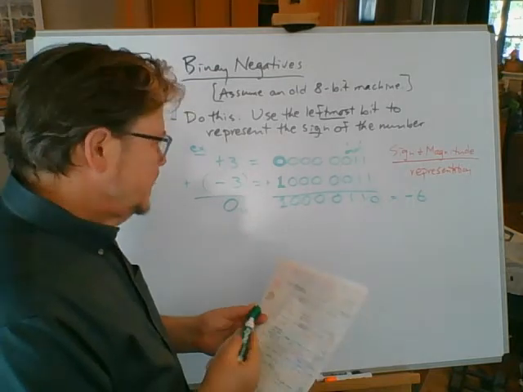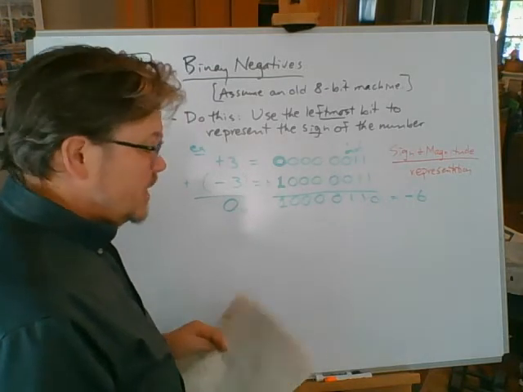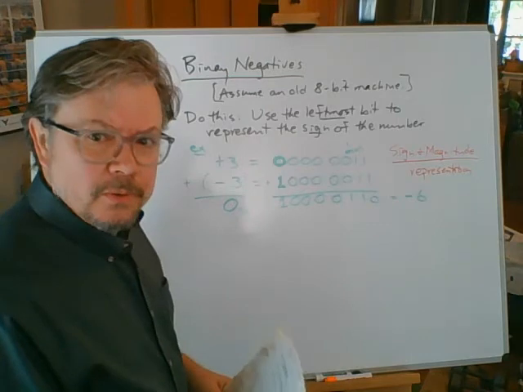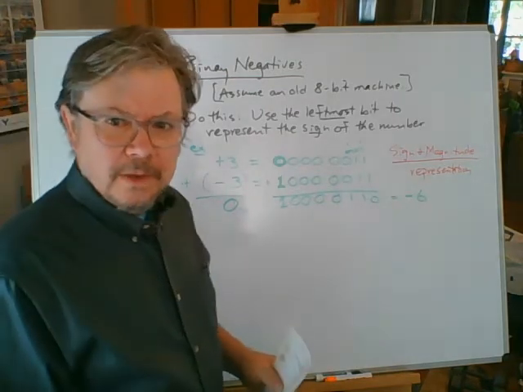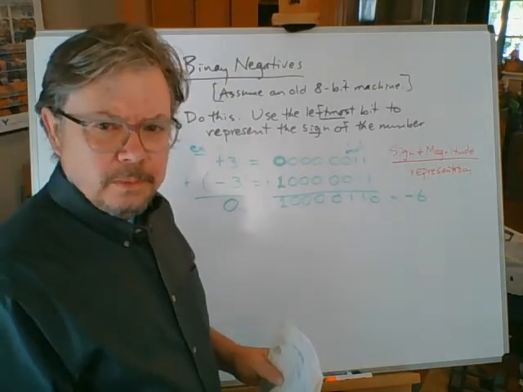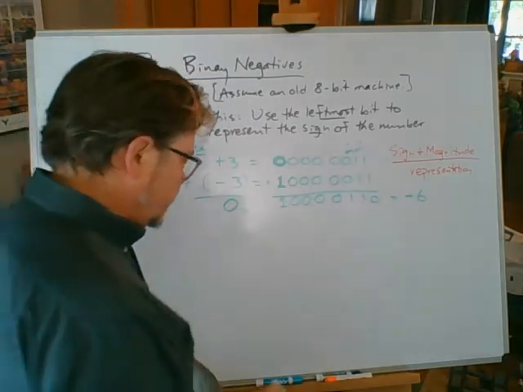So even though this was really easy, and it was actually used, those old computers you see in old newsreels or whatever that have things that look like light bulbs, the tube computers, they use sign and magnitude representation.